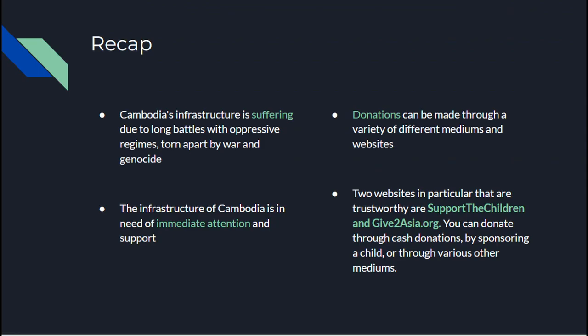So let's recap. Cambodia's infrastructure is suffering due to long battles with oppressive regimes torn apart by war and genocide. The infrastructure of Cambodia is in need of immediate attention and support. Donations can be made through a variety of different mediums and websites. Two websites in particular that are trustworthy are SaveTheChildren.org and GiveToAsia.org. You can donate through cash donations, by sponsoring a child, or through various other mediums, such as gift donations.